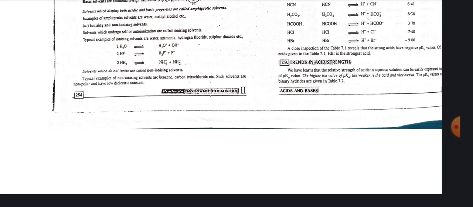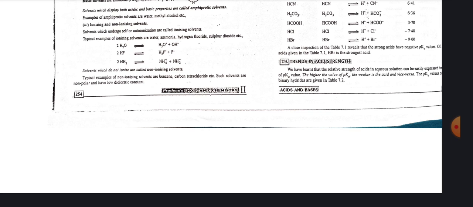Friends, on acidic strength: we have learned that the relative strength of acids in aqueous solution can be easily expressed in terms of pKa value. The higher the value of pKa, the weaker is the acid, and vice versa. The pKa values of the hydrides are given below. Let us evaluate how the acidity of binary hydrides depends upon the nature of the compounds, their molecular structure, and position in the periodic table. A comparison of pKa values of binary hydrides reveals that on moving from left to right across a period, the strength of the binary acid increases.